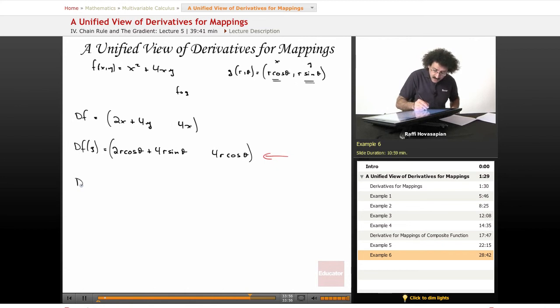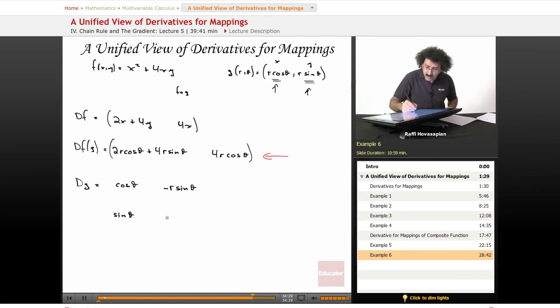Now we'll do dg. Well, dg is a mapping from R2 to R2, so it's going to be a 2 by 2 matrix. So the first row is going to be the gradient of that function. The second row is going to be the gradient of that function. So the derivative with respect to r is going to be cosine of theta, and the derivative with respect to theta is going to be minus r sine theta. Now for this function, the derivative with respect to r is going to be sine theta, and the derivative with respect to theta is going to be r cosine theta.